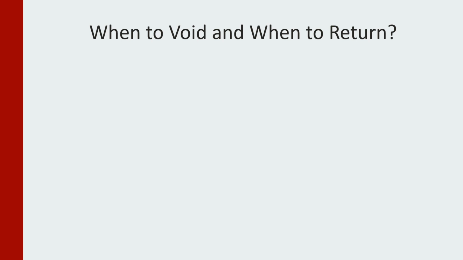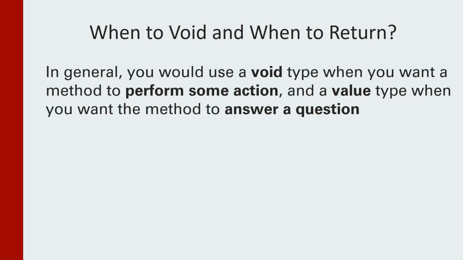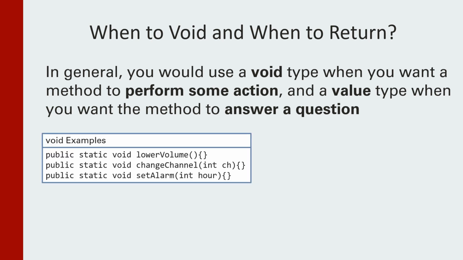Now, when would you want to use void versus when would you want to return a value? In general, you use a void type when you want the method to just perform some action, and a value type if you actually want the method to answer a question. Some examples for that could be, let's say you have an object like a radio and you want it to lower its volume. That could be something, or you could change the channel, or you could set an alarm. And so that actually changes the data associated with a radio object.